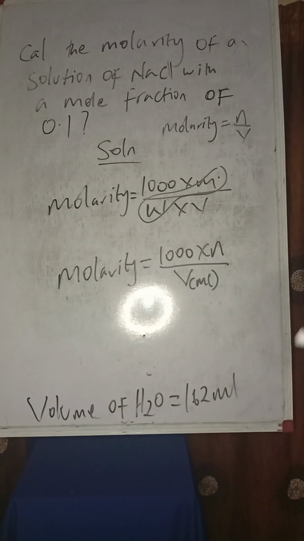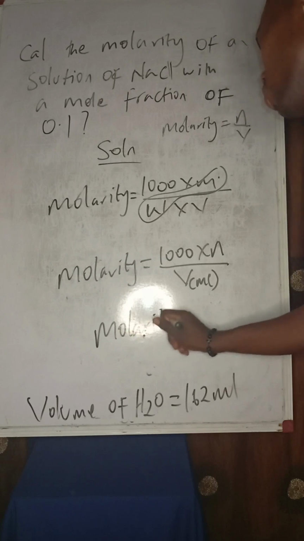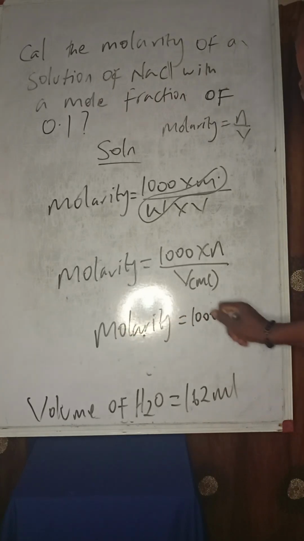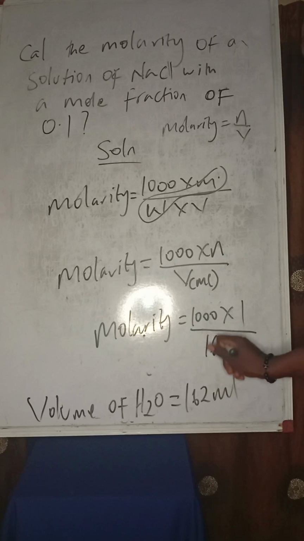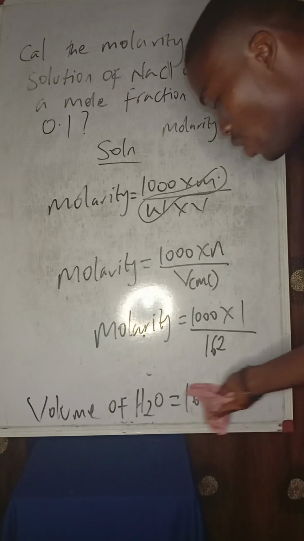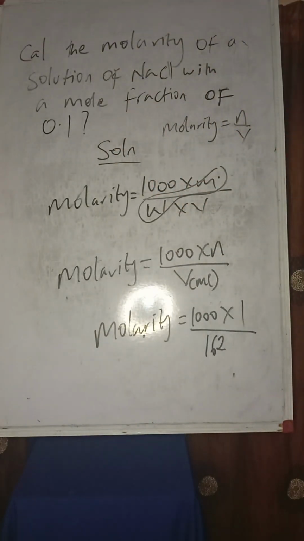So, inputting our parameters, I have the number of mole of solute. The number of mole of solute is 1. So molarity is therefore equal to 1000 times the number of mole, which is 1, in 10, assume 10 mole. Then 162 is the volume of the solution, volume of water. So when solving for molarity, especially in aqueous solution, when the volume of the aqueous solution is not given, use the volume of water as the volume of the aqueous solution.